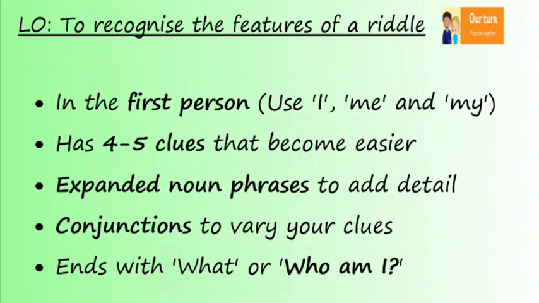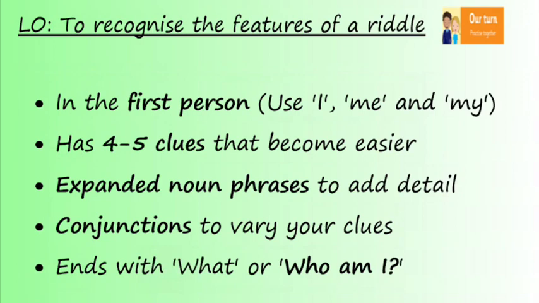Here we go. Our riddles must be written in the first person. So we're going to imagine that we are the bird that we have researched. So we're going to use I, me, and my. We are going to write about 4 or 5 clues that become easier. So some hard at the beginning and easier at the end. That's the bit I forgot.